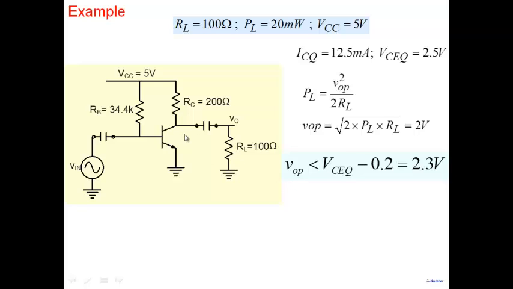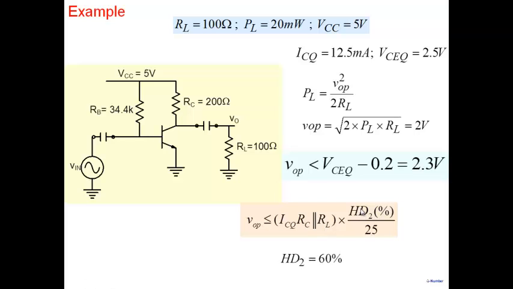What is the other constraint you should check? Distortion, right? So you should check whether it satisfies this constraint or not. Now, luckily, your boss didn't tell you anything about distortion, right? There's nothing on distortion written anywhere. So what do? Well, you have a V0P of 2 volt. You have ICQ, you have RC, RL, and all that. So you decide to calculate what is HD2. Let me just calculate what is HD2. And it comes out to be 60%.